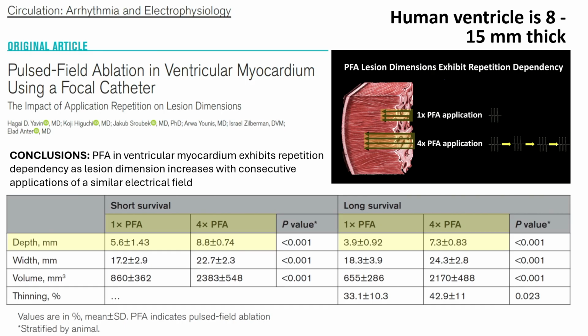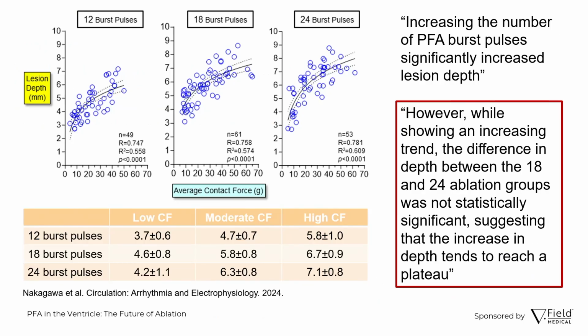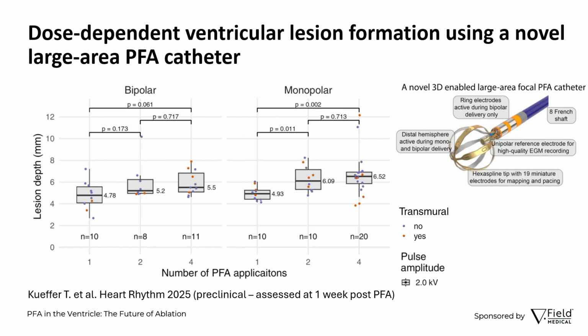Well, what can we change? Basically the number of trains. There's nothing else that we can change. From 1 to 4, it increases, and then from 12 bursts to 18 to 24, increasing the number of PFA bursts and pulses significantly increases lesion depth. Well, if you look really at the numbers, from 3.7 to 4.2, 4.7 to 6.3 millimeters, this is really not a significant increase. And the authors actually admit that in their paper. So we end up with a couple of millimeters, 6, 7 millimeters at best, lesion depth.